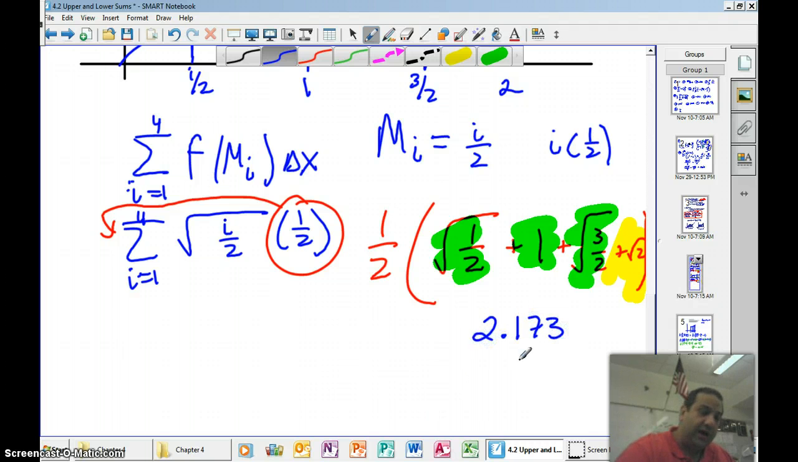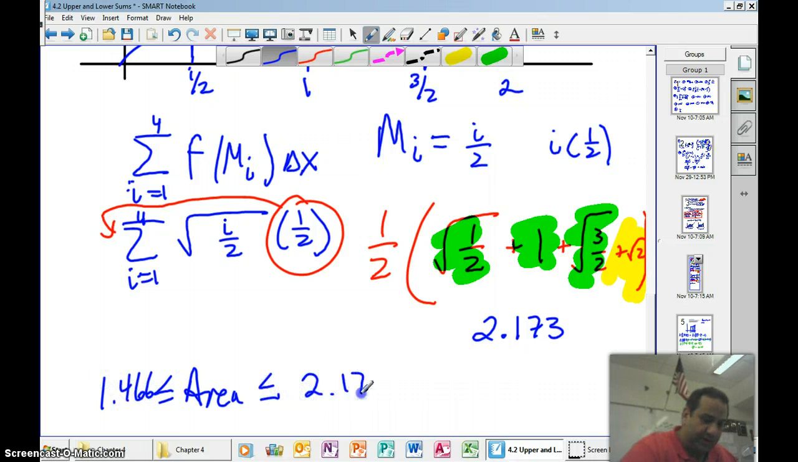2.173. So I know the area of the figure is in between 1.466 and 2.173. That's a big margin of error. So you know, calculus coming down the road is going to take that and say, hey, we can get it even closer, if not the exact amount. So that's what we're doing next time.